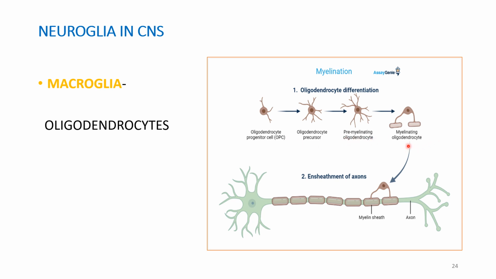Then this myelinating oligodendrocyte can myelinate the axon. This is the oligodendrocyte. The oligodendrocyte will have a rounded or pear-shaped body.